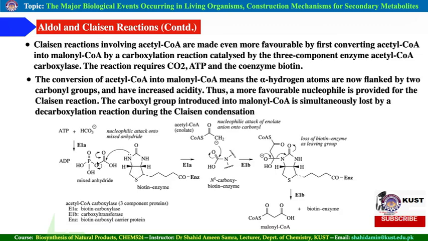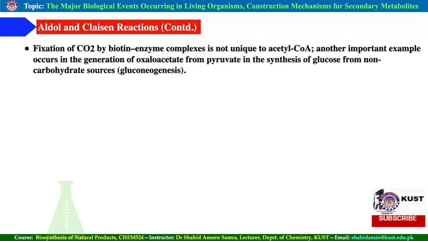Once this group gets attached to this biotin enzyme complex, the carbanion that is derived from acetyl coenzyme A can very easily react with this activated form of carbon dioxide that is bound to the enzyme, and this reaction converts the carbon dioxide into malonyl coenzyme A utilizing acetyl coenzyme A. So this carbon dioxide in the form of bicarbonate has now become part of malonyl coenzyme A. Malonyl coenzyme A is a far better species for aldol or Claisen reactions as compared to simple acetyl coenzyme A.